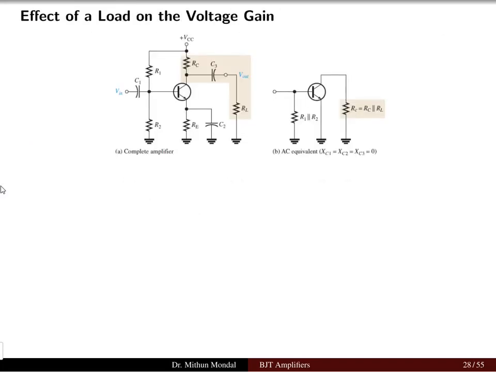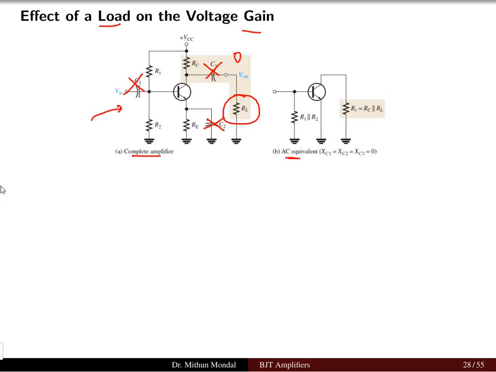So we will see what the effect of load on the voltage gain is. We have a load here which is connected in the circuit, and this is the complete amplifier circuit of common emitter with voltage divider bias, and we will take the AC equivalent. So we can replace the capacitors C1, C2 and C3 with zero values, because these will be short.